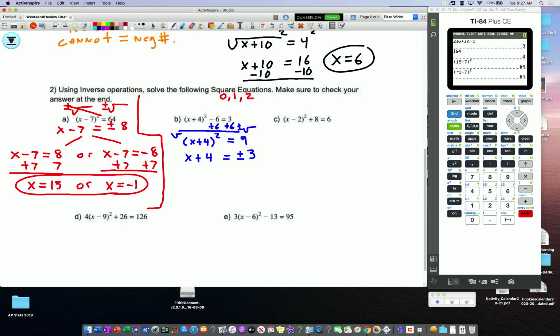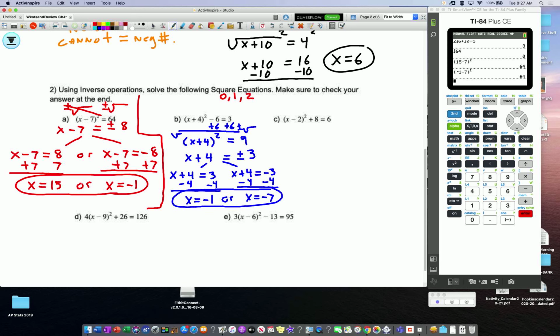So now I write two equations. x plus 4 equals 3. That's one. The other equation is x plus 4 equals negative 3. So now, subtract 4, x equals negative 1, or subtract 4, x equals negative 7.